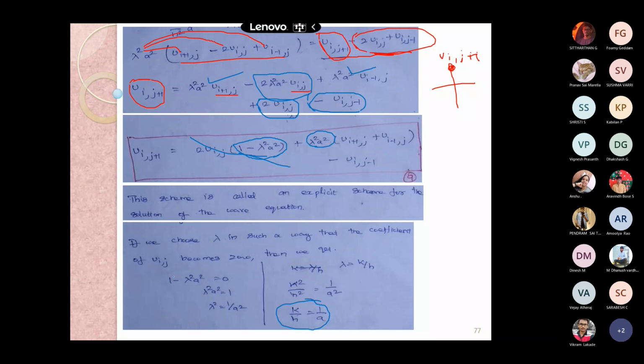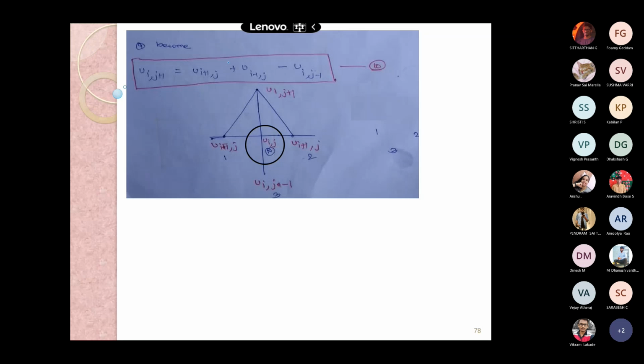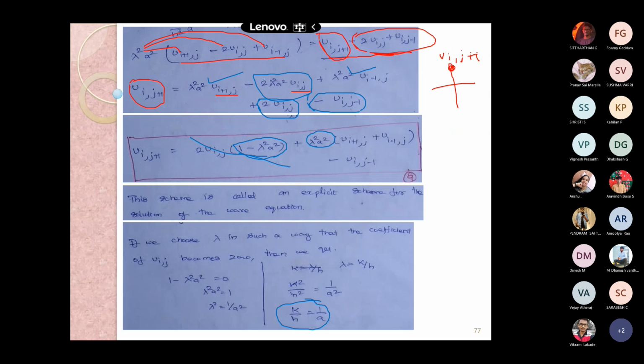When it is 0 on one side, by keeping 1 on one side, this lambda square a square becomes 1 on the other side. Instead of lambda square a square I can take it as 1, and the rest of the u terms remain in this equation. So u(i+1, j) plus u(i-1, j), and the rest of the terms are minus u(i, j-1).